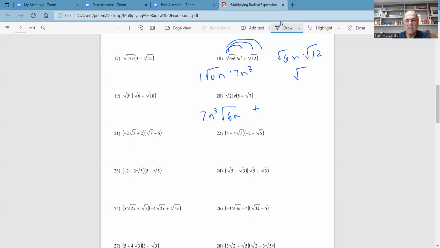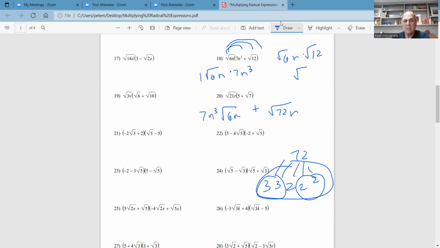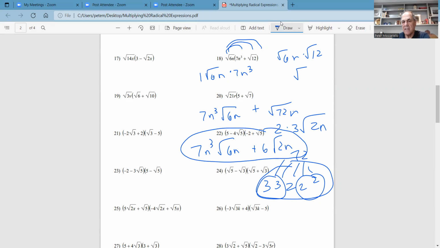Then we do this. It's root 6 times 12n, 72n. 6 times 12, 72 with an n. Well, the 72 breaks down like this. So what do we got? Pull out a 2, pull out a 3, pull out a 2, pull out a 3. 2's left inside. That n is left inside. So I get 7n cubed square root of 6n plus. Why is that n left inside? Well, its exponent is 1. If you divide 1 by 2, you get 0. So you get n to the 0 outside. So no n's outside, n to the 1 inside.